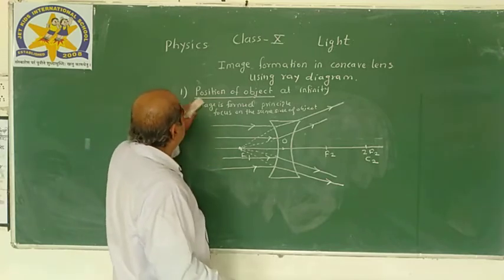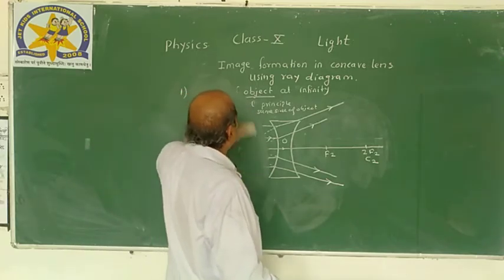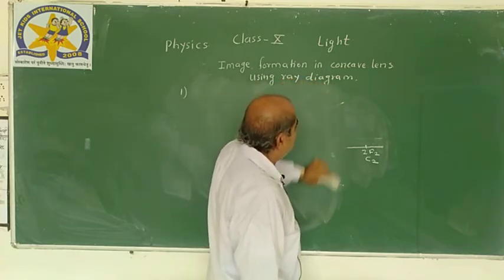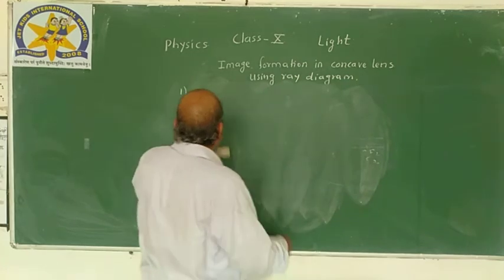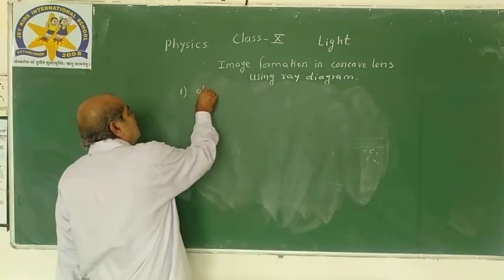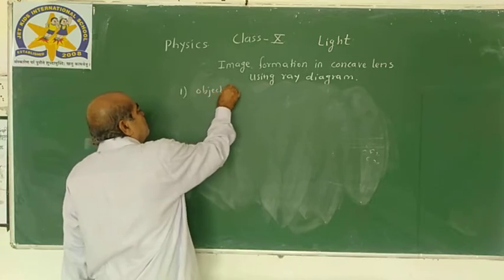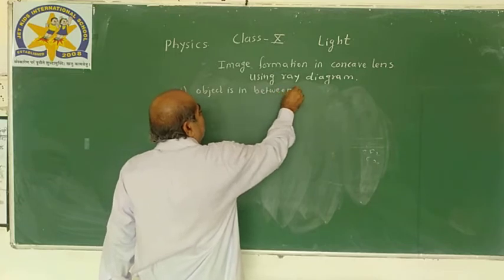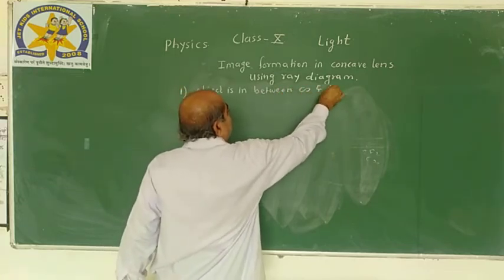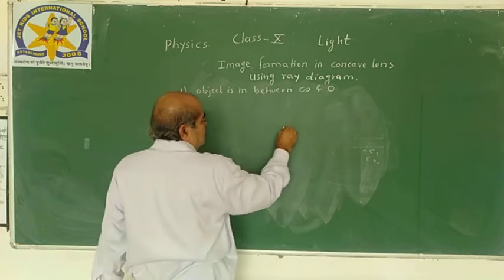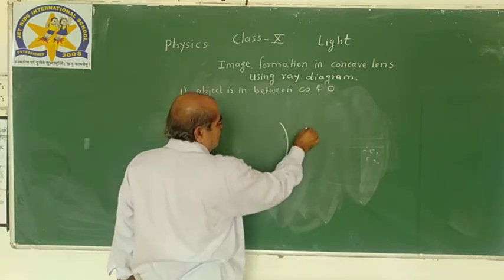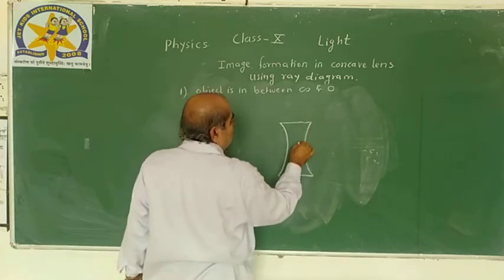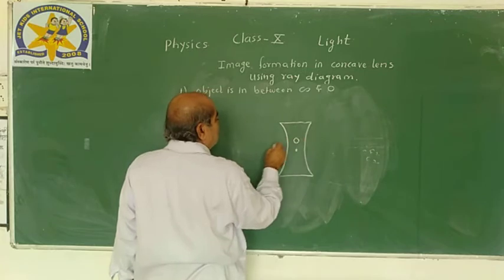Now in the second case, when the object is in between infinity and the optical center O, consider the concave lens. This is the concave lens. O is the optical center.